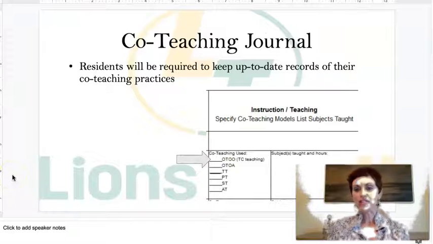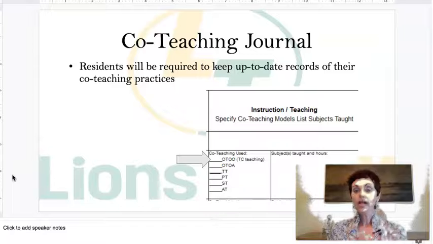We mentioned earlier in the sessions that you're going to have to keep data. You're going to have to keep up-to-date records. So your co-teaching journal is very important, and you want to make sure that you are keeping record of what model you're using and when and why. So you can see here, this is a screenshot of what your co-teaching journal looks like. Whenever you would be doing one teach, one observe as the resident or the teacher candidate doing the teaching, that is where you would identify that model.